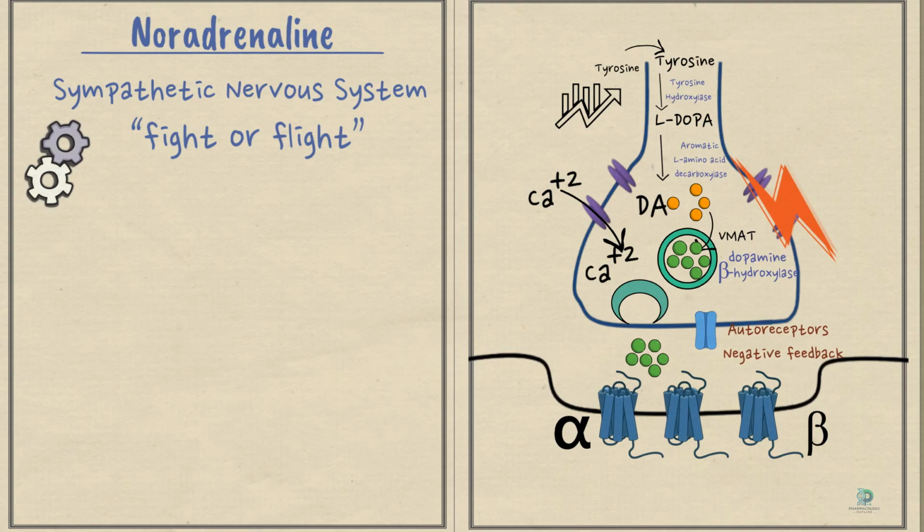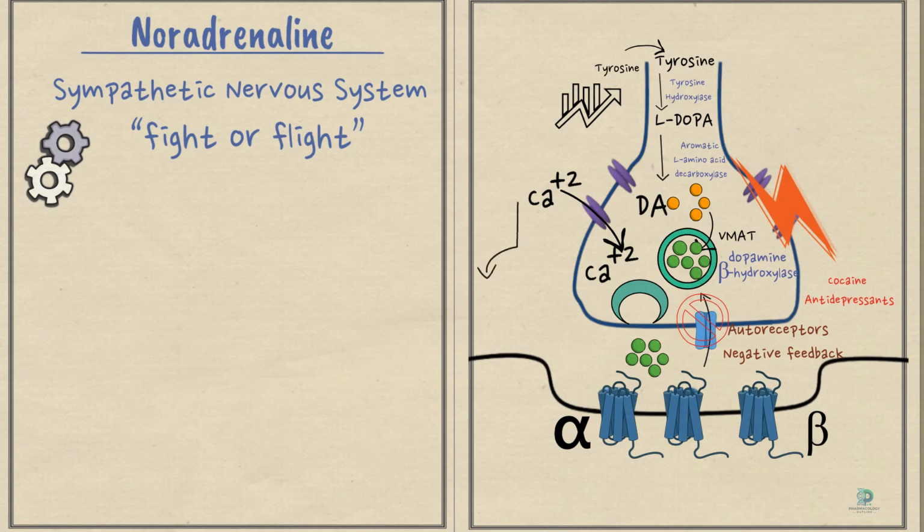After release, noradrenaline's journey isn't over. Reuptake. About 90% is taken back up into the presynaptic neuron by the norepinephrine transporter, NET. This process can be blocked by drugs like cocaine and some antidepressants, increasing noradrenaline levels in the synapse.